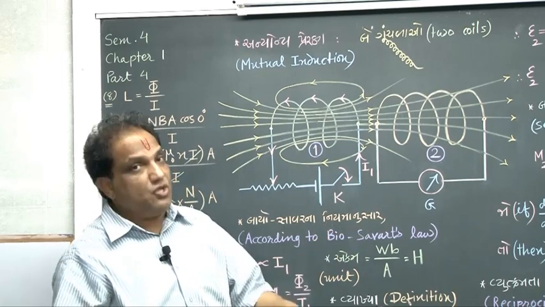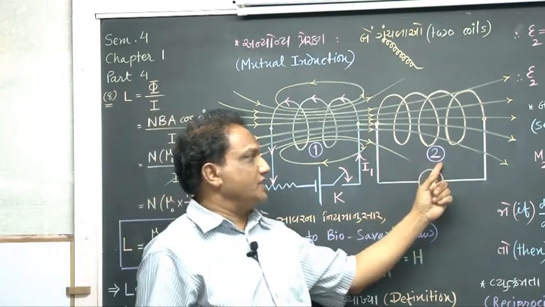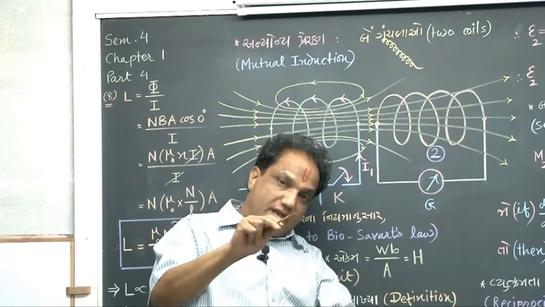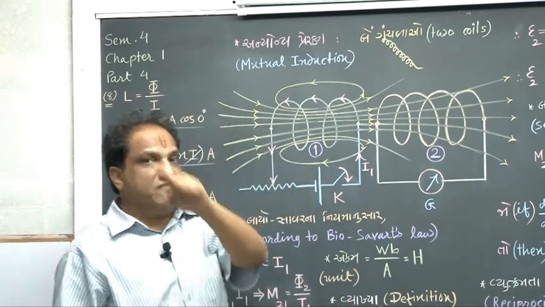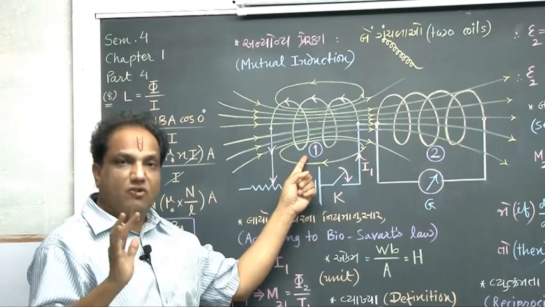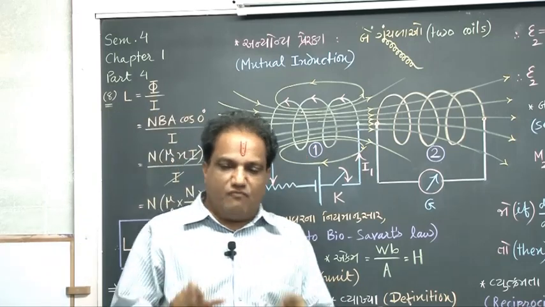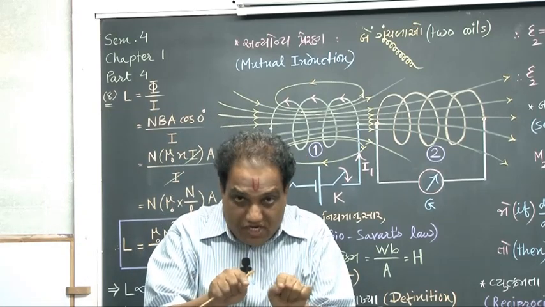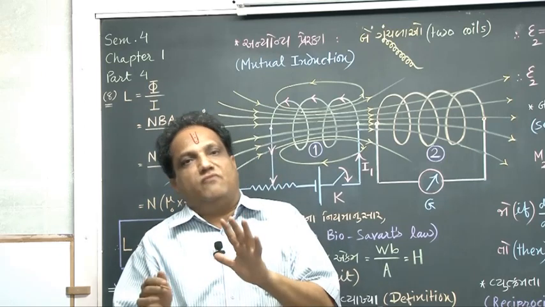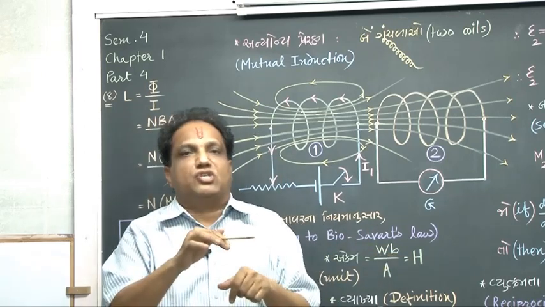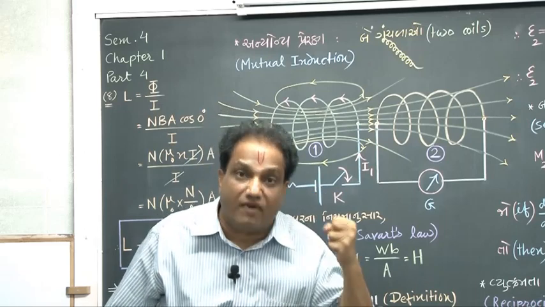If you desire, you may pass current through the second coil, and at that time you can talk about magnetic flux linked with coil number 1. I mean to say, when two coils are placed near to each other, through either coil when we are passing the current, the rest coil gets some magnetic flux.